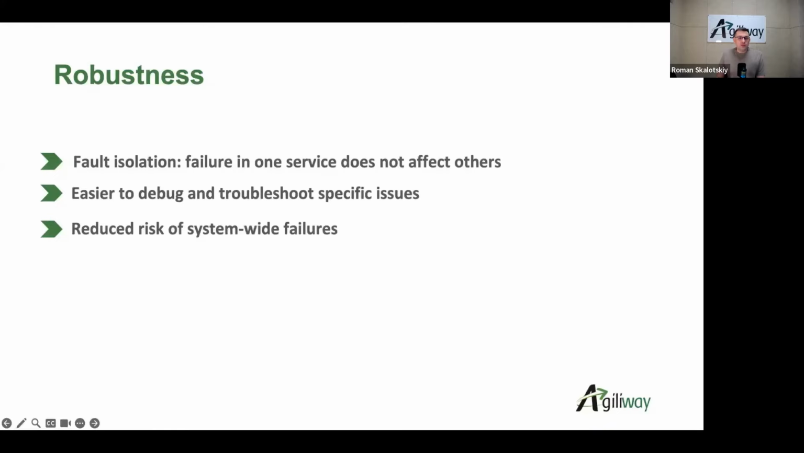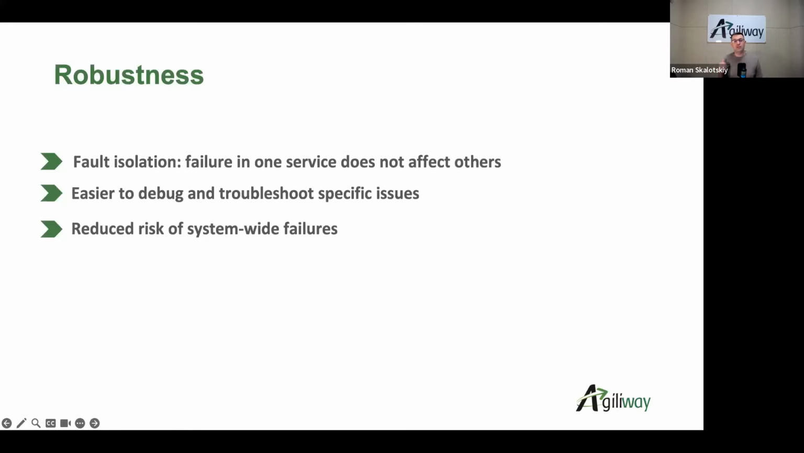Next one is robustness. The microservice architecture enhances robustness by breaking down the application into smaller, independent services that can be developed, deployed, and scaled independently. As we talked, each service focuses on a specific business function, enabling better failure isolation. If one service fails, it doesn't necessarily bring down the entire system, ensuring higher availability.